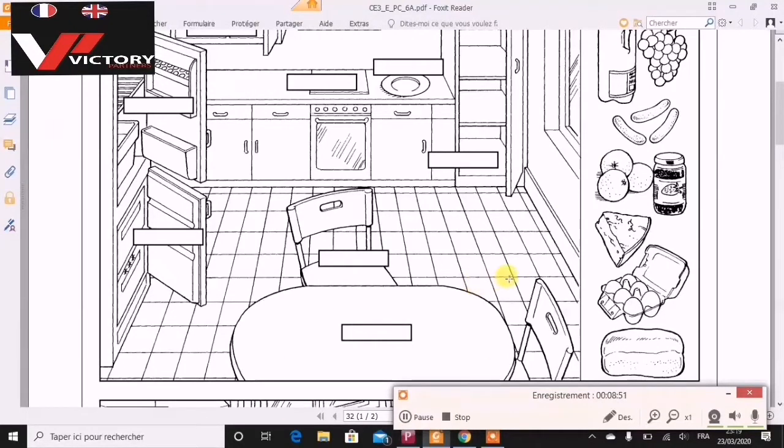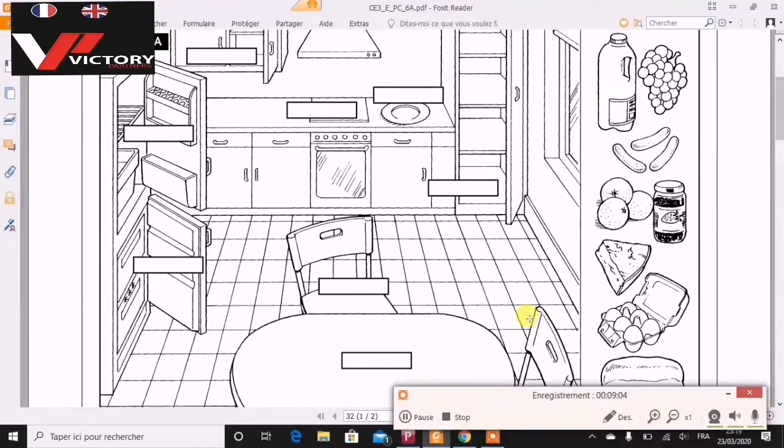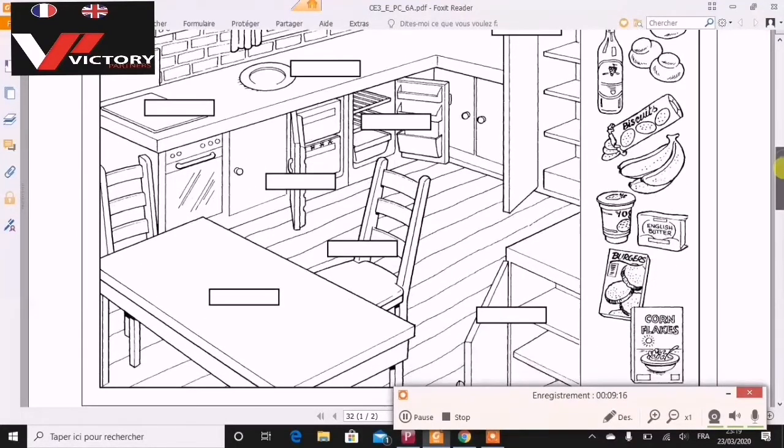Your partner is going to answer with yes or no, or say, is there any cheese in the fridge? Yes, there is. No, there isn't. That's all. So this is picture A. Okay, picture A. I'm going to put this worksheet in the group. Please try to interact with it.